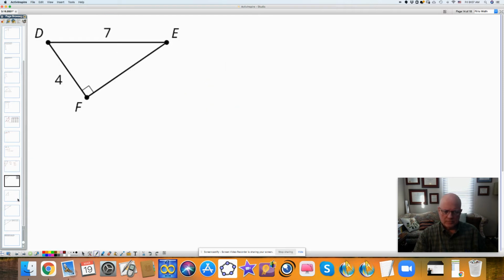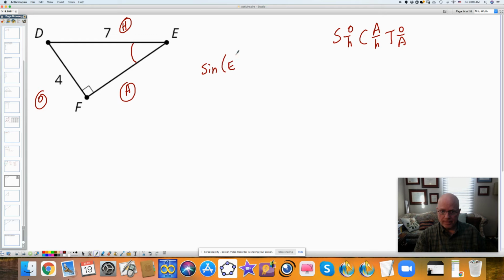The next problem, I'm going to show you a different way to solve this. I could use the Pythagorean theorem, but instead I'm going to go from this reference angle. This would be the opposite, the hypotenuse, and the adjacent. I'll write down SOHCAHTOA. And the opposite over the hypotenuse is again the sine. The sine of angle E is equal to 4 over 7.